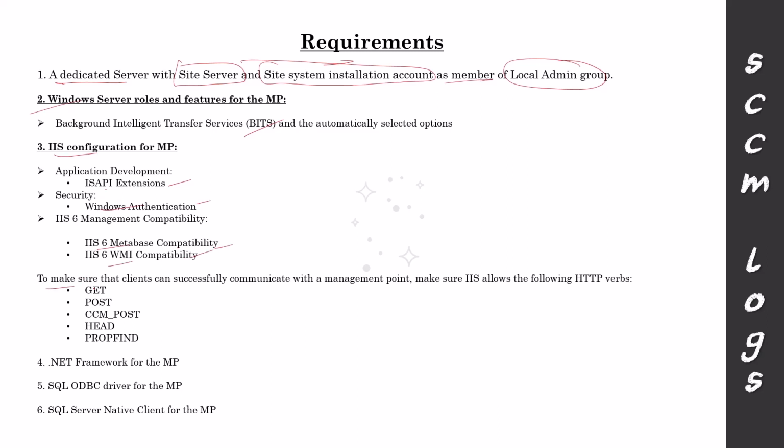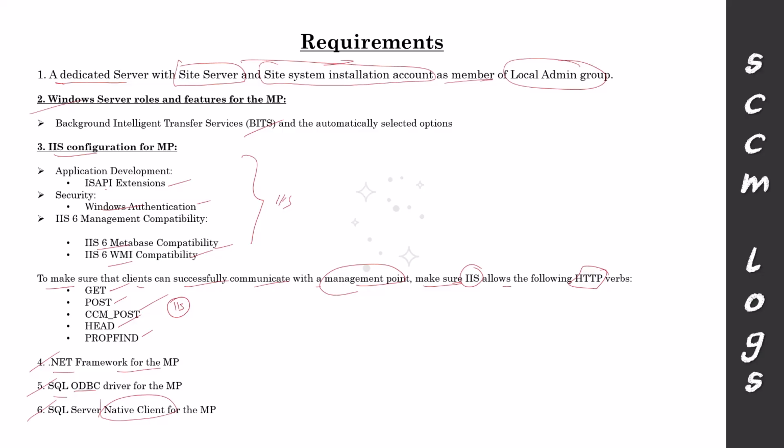We need to have this IIS API extension and the Windows authentication and database compatibility and developer compatibility. Also, here it's saying to make sure the clients can successfully communicate with the management point, make sure IIS allows the following HTTP verbs. Okay. These are the HTTP verbs: GET, POST, CCM_POST, HEAD, and PROPFIND. So we need to configure the IIS after the installation of the IIS. Okay, these are the IIS configurations. Next, we need to have the .NET framework, and also we need the SQL ODBC driver and the native client. Okay, so fine, we'll configure these things.